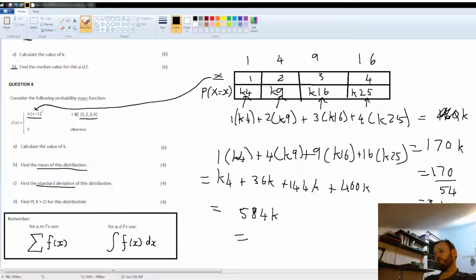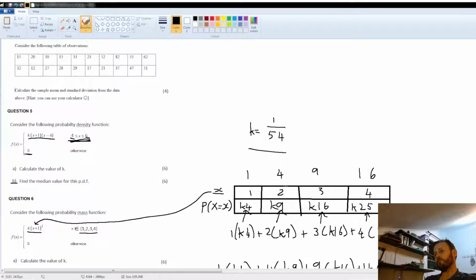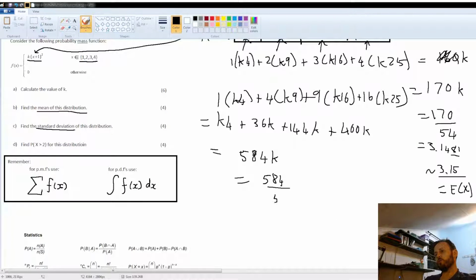Which is equal to 584 over, we know the value of k is 1 over 54, so it's over 54. So let's work that out. I get 10.8148.